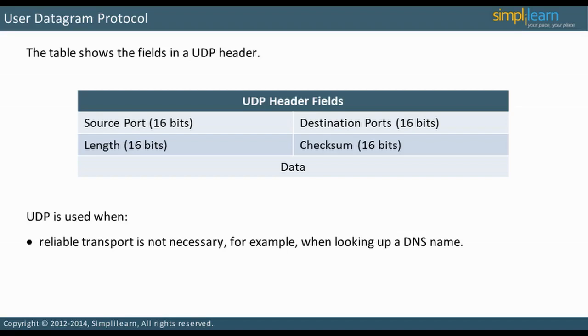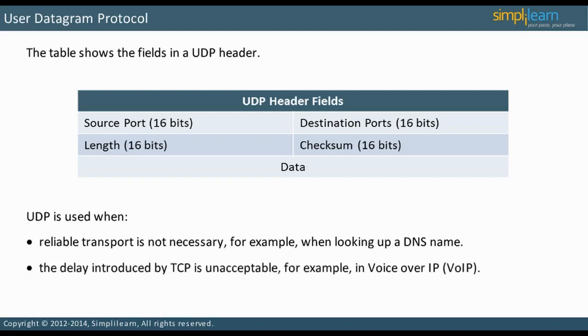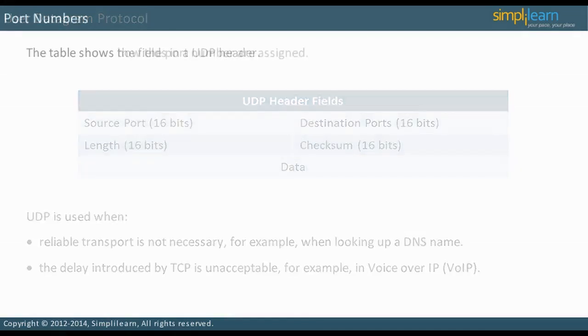If you send a request to a DNS server and receive no response, you need to try again. It is not important to use acknowledgements in this situation. UDP is also used when the delay introduced by TCP is unacceptable. For example, in Voice over IP, VoIP, it is important to get a segment to the destination as fast as possible. If a few segments are lost along the way, that is acceptable. In fact, if the segments don't show up right away, they are not required. If you insert delayed segments into a voice call, it would jumble the conversation. In the next slide, we will discuss port numbers.